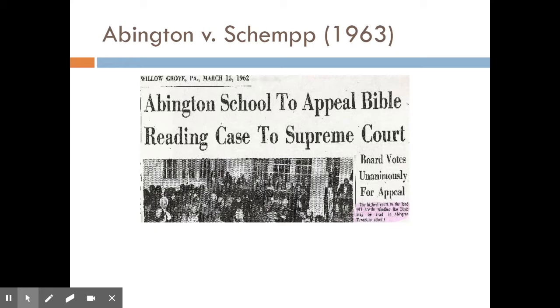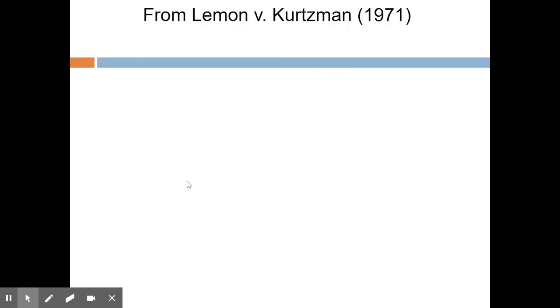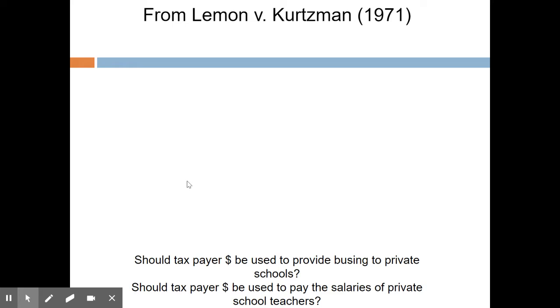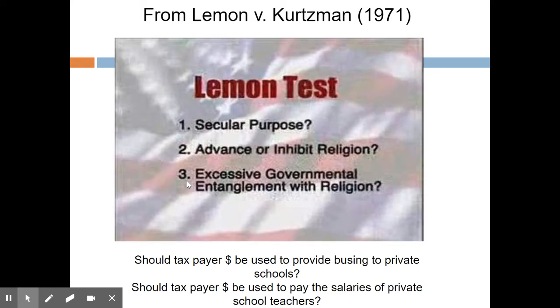And there was a student, Ellery Schempp, whose family argued that this was a violation of the Establishment Clause, that a publicly funded school district was endorsing religion by forcing the students to read the Bible. And the Supreme Court agreed, and Bible reading was removed throughout all public high schools in the country, not just Abington. So that's an example of an Establishment Clause case, right? And then the Supreme Court often has to deal with cases involving this.